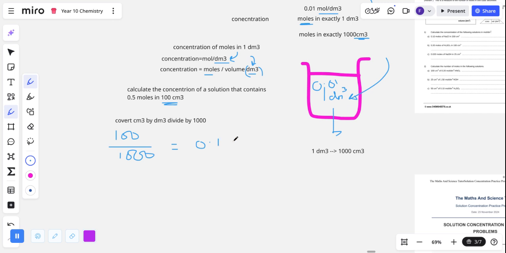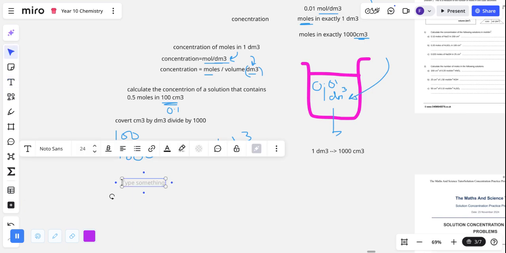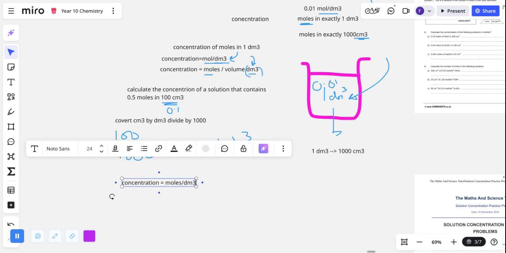This is dm cubed. So my question now changes. I'm going to change that to 0.1. All right? So it says calculate the concentration. My unit tells me it's moles divided by dm cubed. I've got dm cubed. My formula says it's moles divided by dm cubed. So all you do now, write the formula out. I know that sounds really annoying, but it's better than being a few weeks away from your exams and having to memorize them. Concentration equals moles divided by volume in dm cubed.